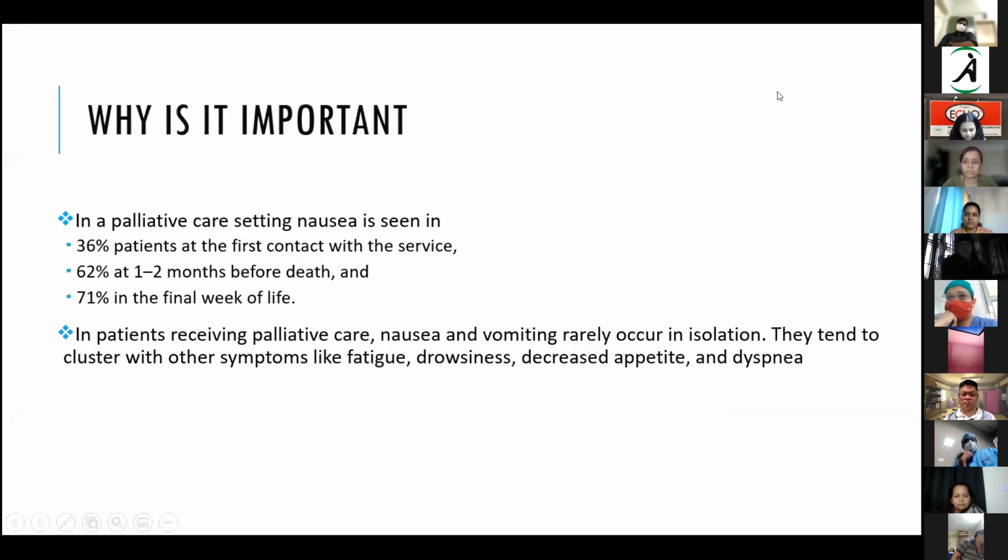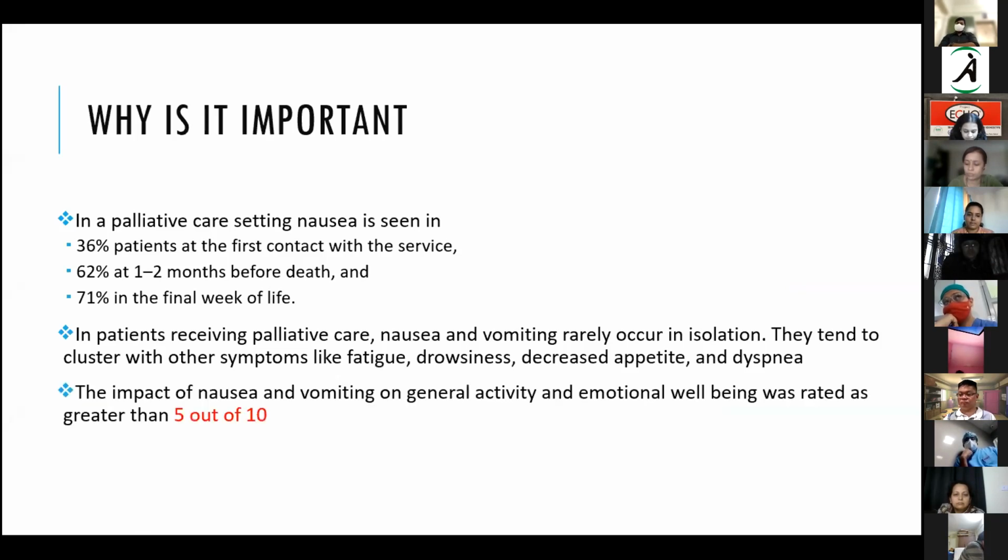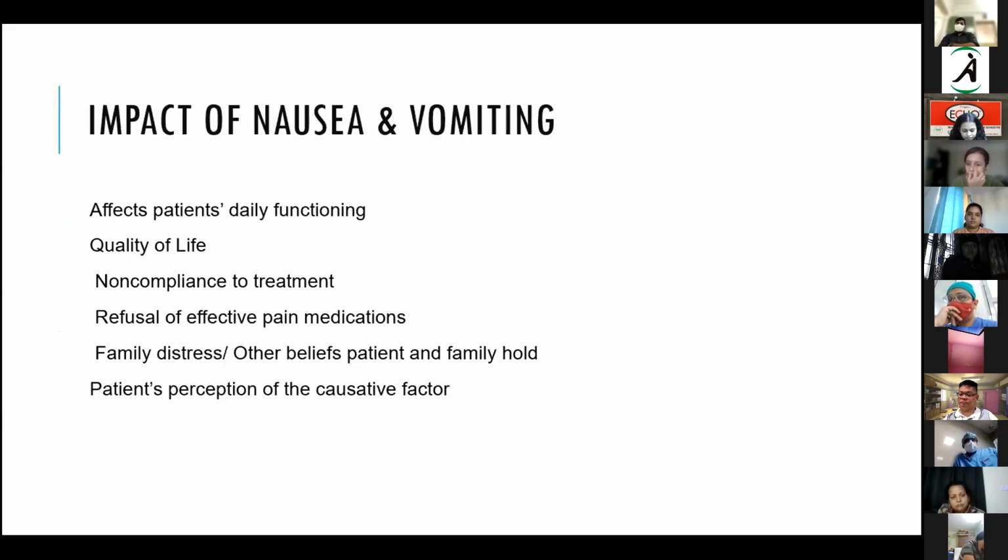It should be assessed together, as a unison. Not only will nausea and vomiting be present, but a cluster of symptoms like fatigue, decreased appetite, breathlessness, and drowsiness could be accompanying it. When you rate the impact of nausea and vomiting on a person's general activity and emotional well-being, it is most of the time rated more than 5 out of 10. So it can affect the patient's daily functioning and quality of life.